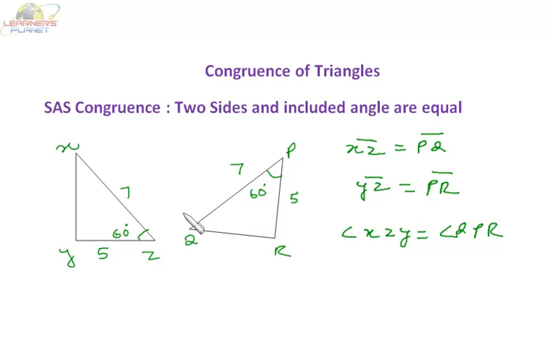We have to be very clear that the two sides and the included angle, not the third angle but the included angle between these two sides. Here we can see XZ and YZ, and this is the angle which is formed between these two lines. Here we can see it's PQ and PR, and this angle is included between these two. So if two sides and the included angle of both the triangles are equal, we can call them congruent. Symbolically we can write it as triangle XZY is congruent to triangle QPR. This is the sign of congruence.